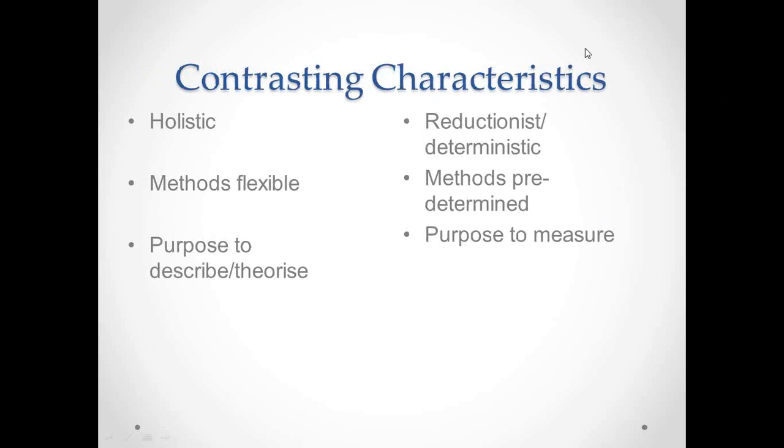But it's important to remember that in qualitative research it is never the aim to test or prove something. It is simply the aim to describe or theorize. So whereas with quantitative research, we come from a reductionistic and deterministic perspective. And our methods in quantitative research are always predetermined because it's a testing exercise, a measurement exercise. So in quantitative research, often your sample size, your method of data collection are not only predetermined but pretty rigid in their plan.